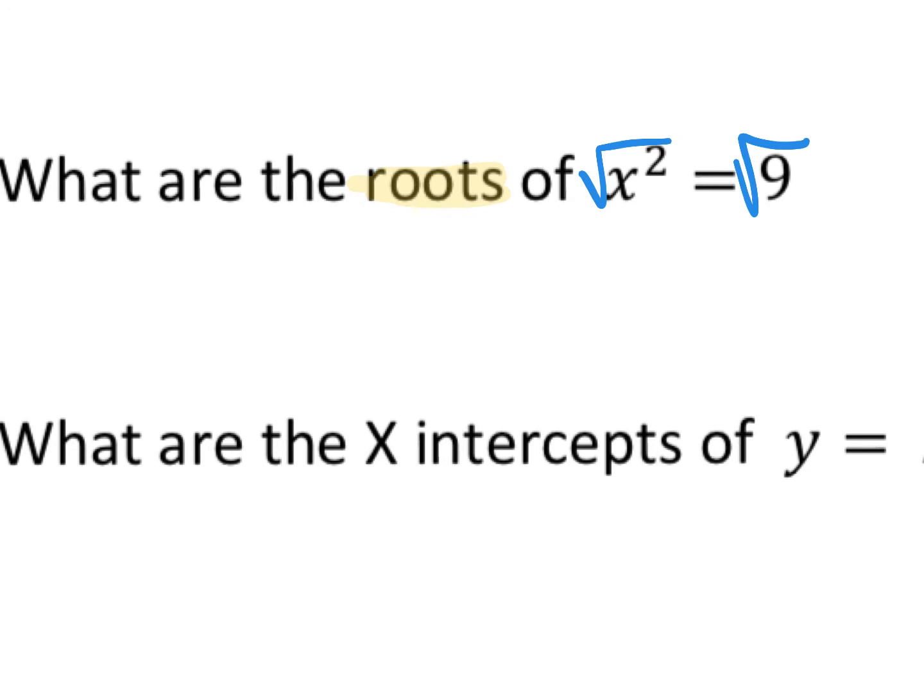So the square root of x squared, that eliminates the square, and you just are left with the x. And whenever you apply a square root on an equation, you must remember to put a plus or minus in front of your answer. And the square root of 9 is 3.